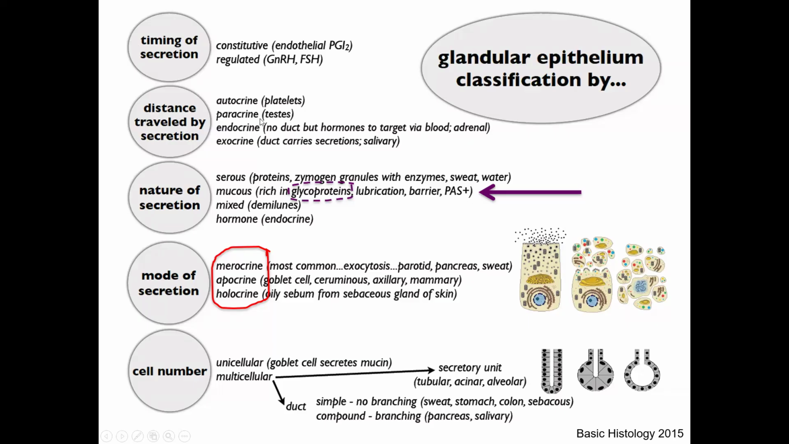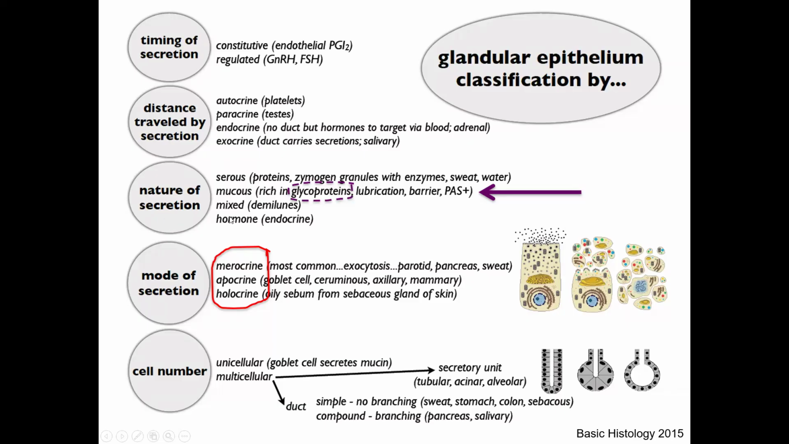According to distance traveled by the secretion, there is autocrine secretion that acts on the cell that has produced the secretion, as in platelets. Paracrine secretion, where the secretion acts in the surrounding. The endocrine secretion is produced by the endocrine glands that have no ducts and produce hormones that are delivered through circulation, and the exocrine secretion is carried by ducts to the sites where the secretion needs to get.